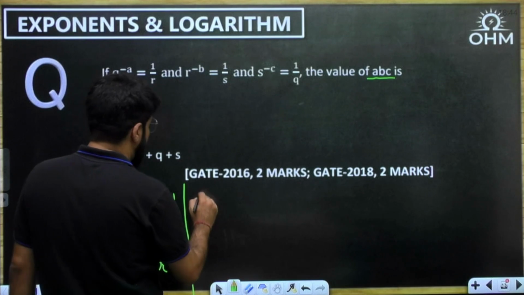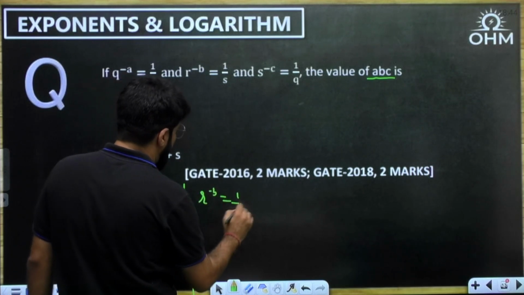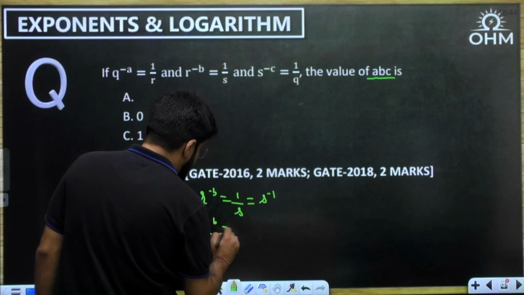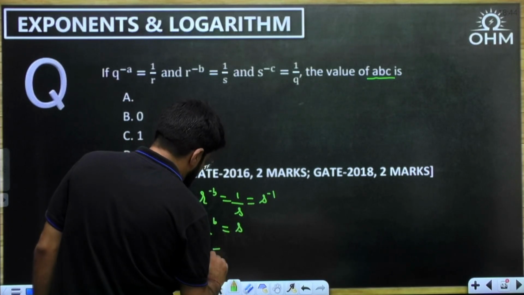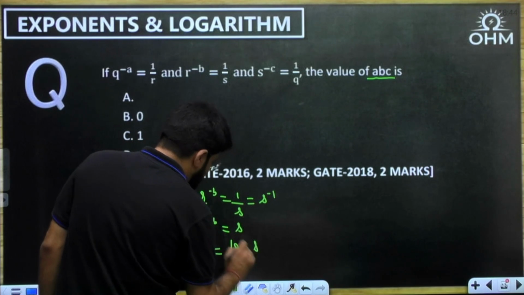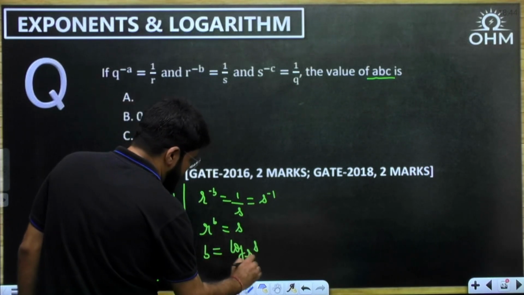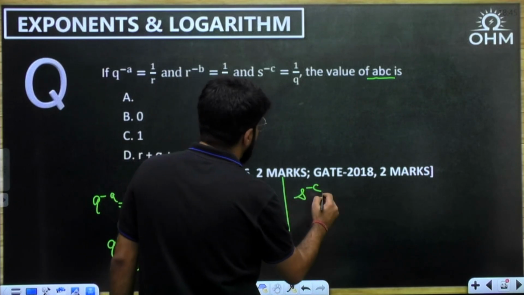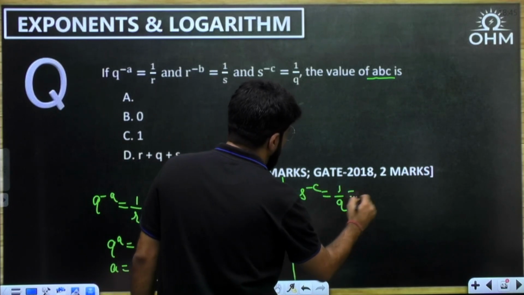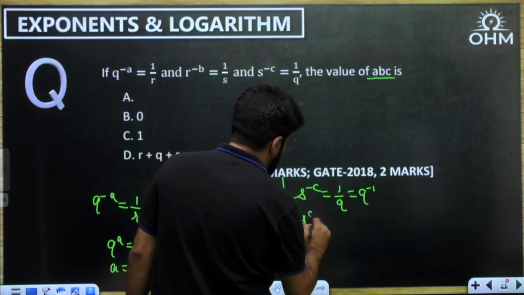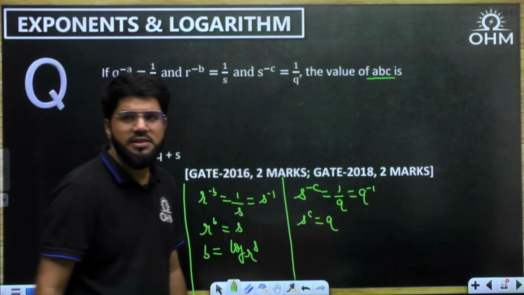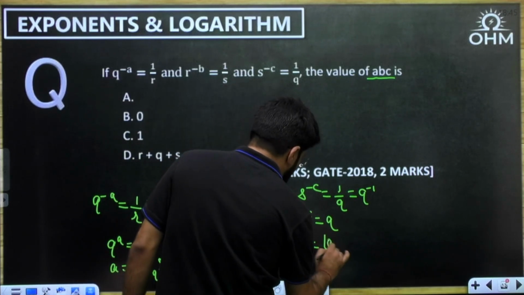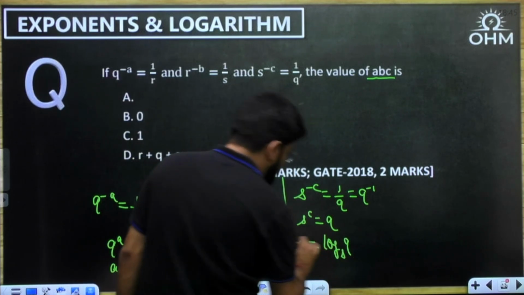Now what is next? r power minus b is 1 upon s, or that is s inverse. So the inverse cancels, r power b is s. So what is b? Now take the log on the other side: log s to the base r. And similarly, we'll have the last calculation. s power minus c is 1 by q, or q inverse. So s power c is equal to q. So what is c? Again take the log of q to the base s.